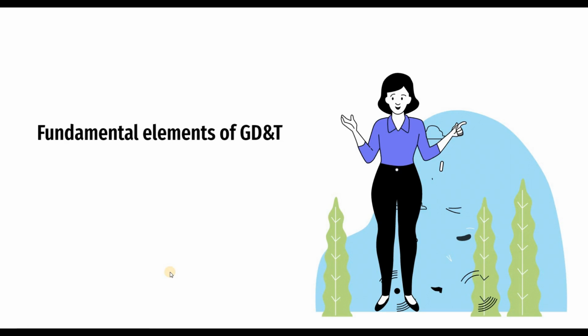Let us look at the fundamental elements of GD&T, or geometric dimensioning and tolerancing. So we have understood that this is very important when it comes to assemblies. Now let us have a look at one of the assemblies and try to understand what features have to be taken into consideration for assembling the components well, so that we have fewer rejections and cost will be saved.